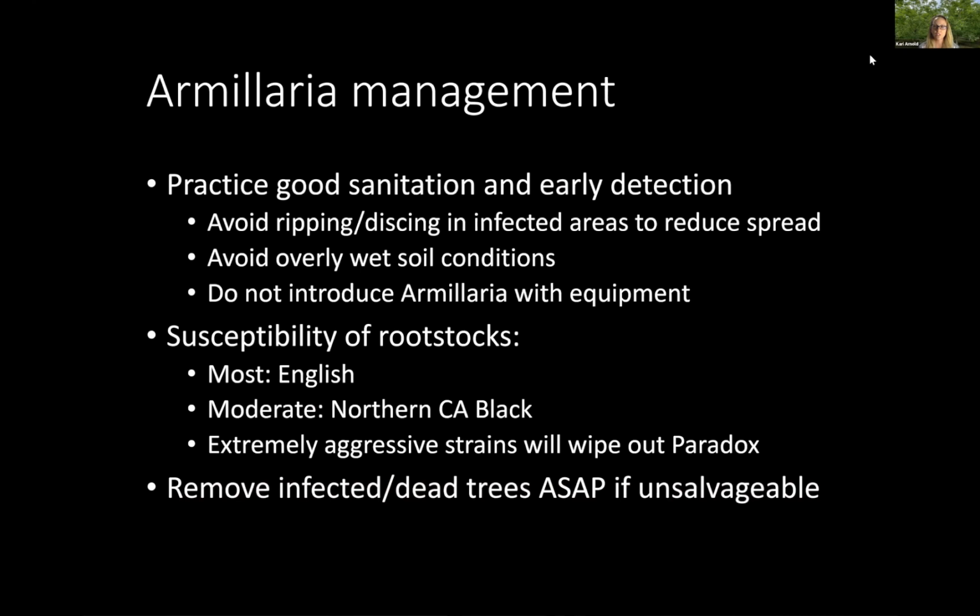Good sanitation, early detection, because you're going to want to remove it if you see it. Avoid ripping or disking in infected areas to reduce spread. Avoid overly wet soils. Do not introduce Armillaria with equipment. Certainly certain rootstocks are more susceptible than others. The most susceptible are English and Northern California black, with moderate susceptibility in others, and extremely aggressive strains will even infect Paradox. So really your best bet is to remove infected or dead trees as soon as possible, if unsalvageable. And I will leave it at that.